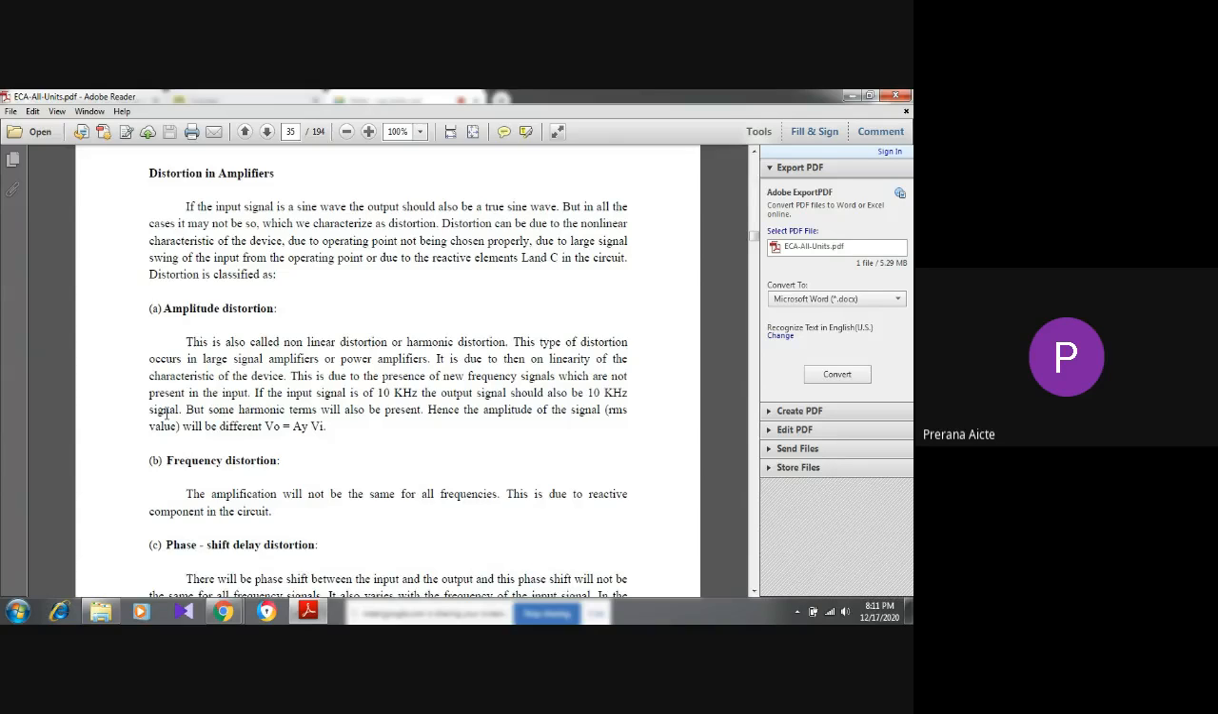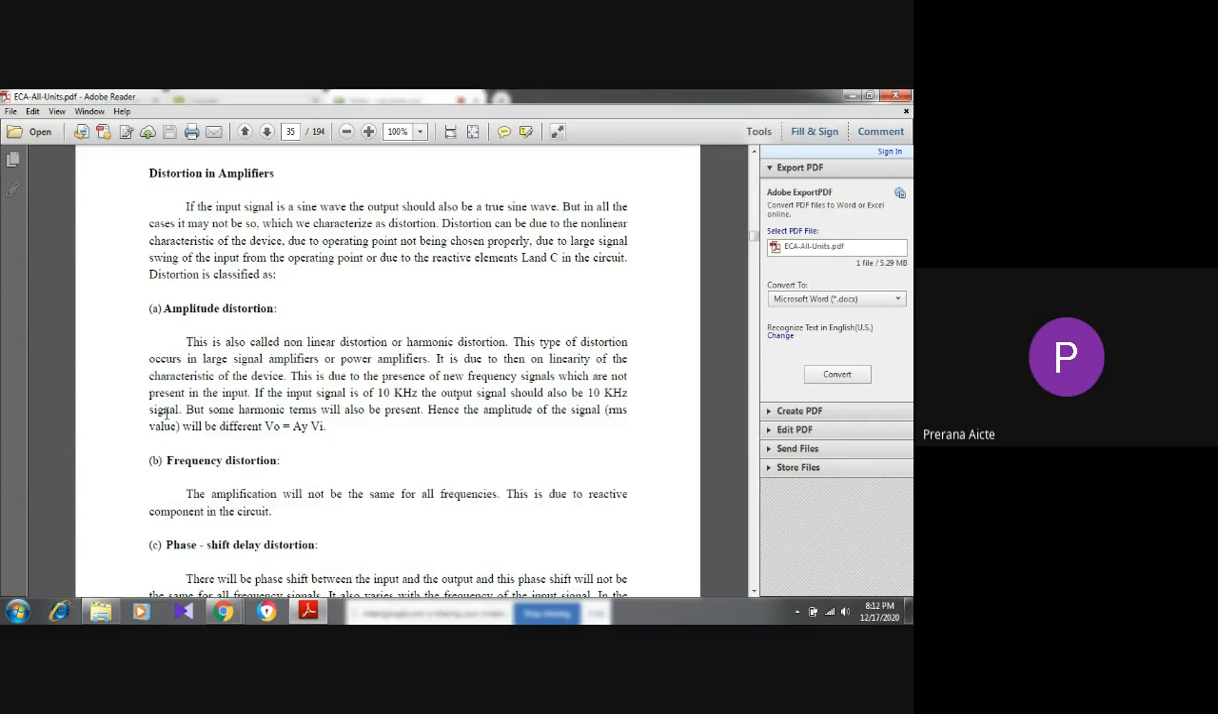Now, first we will discuss amplitude distortion. Amplitude distortion means there is a change in the amplitude. That means amplitude is not constant here; there is a change in the amplitude values. This is mainly due to non-linear characteristics of the components of the device. That's why this distortion is also called nonlinear distortion or harmonic distortion.